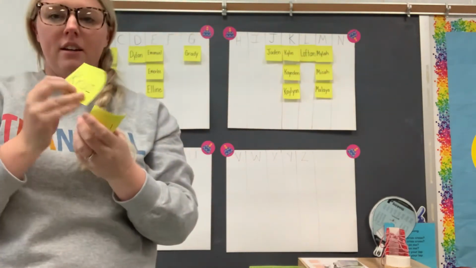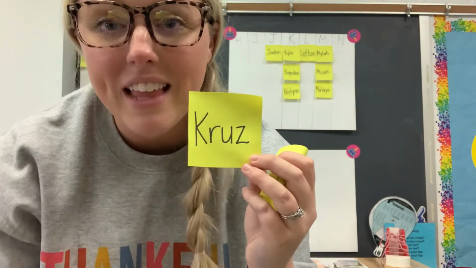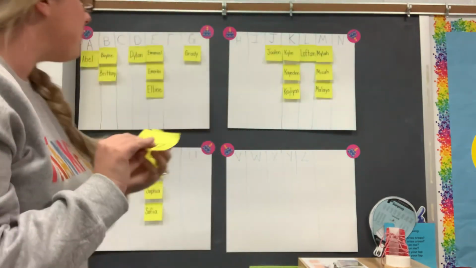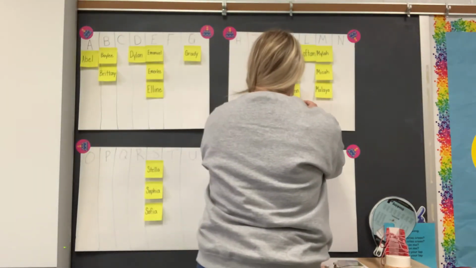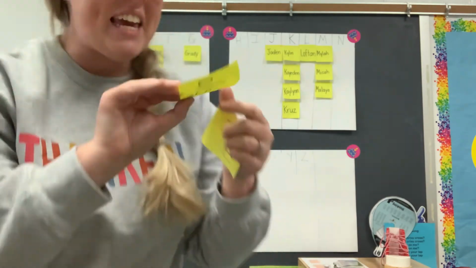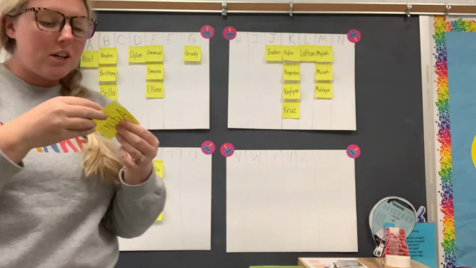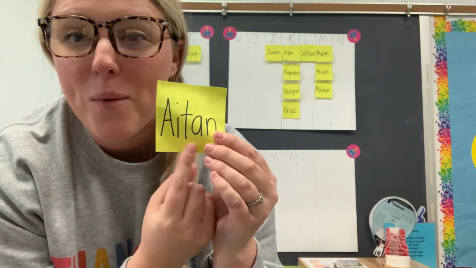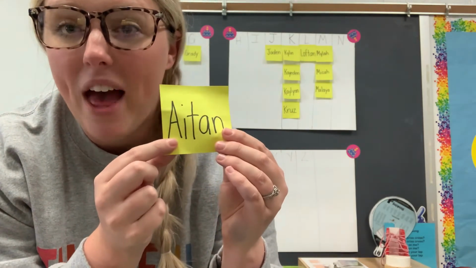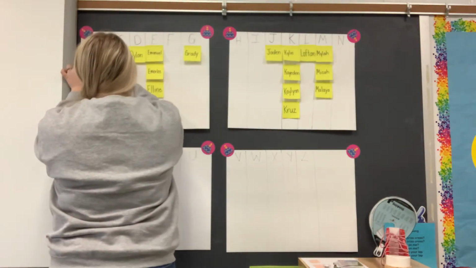Okay. This is Cruz. What do you see at the beginning of Cruz? What letter? K. So I'm going to find letter K again and put Cruz's name. This is Bella. What do you see at the beginning of Bella's name? The letter B. So I'm going to find letter B and put Miss Bella. And here's our last one. This is Ethan. What do you see at the beginning of Ethan's name? What letter? A. So I'm going to add Ethan to A.